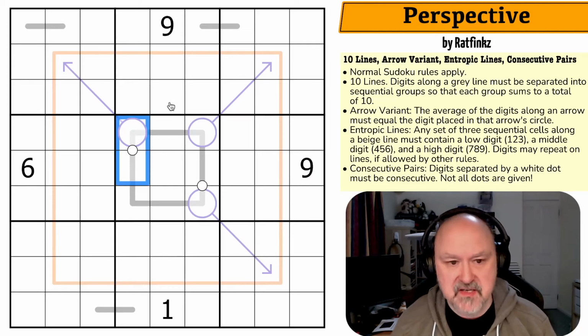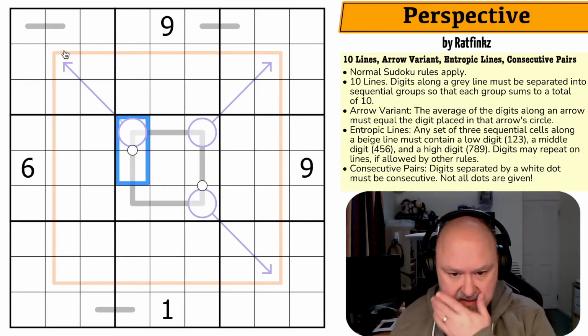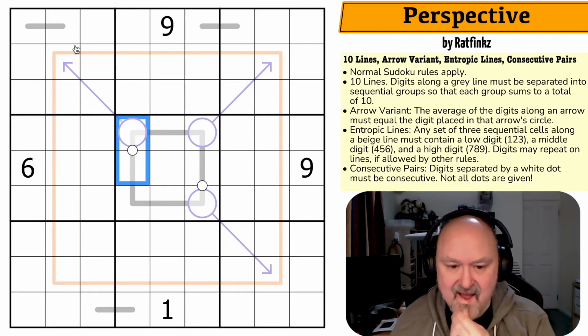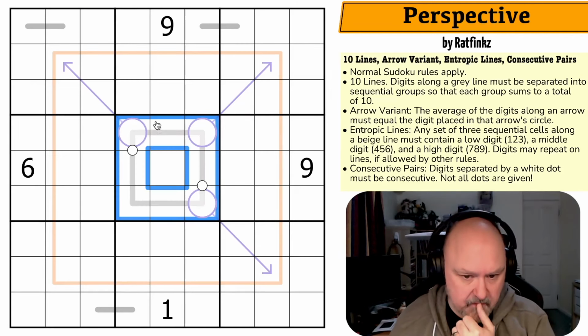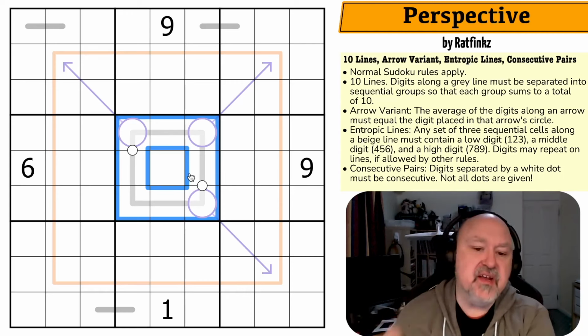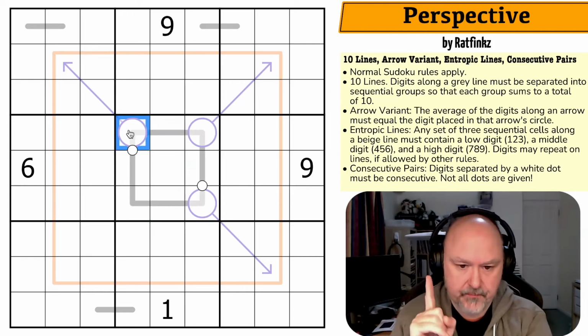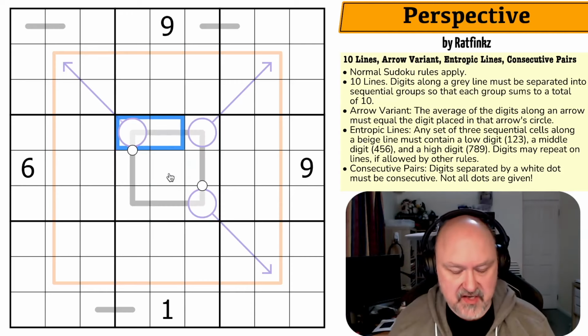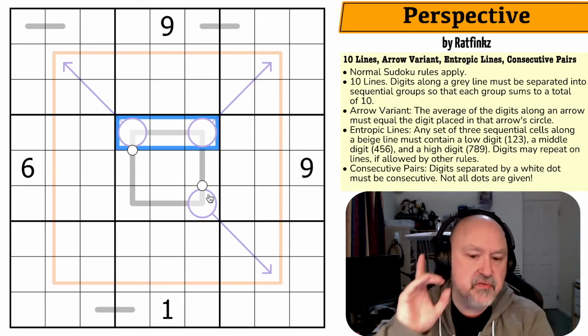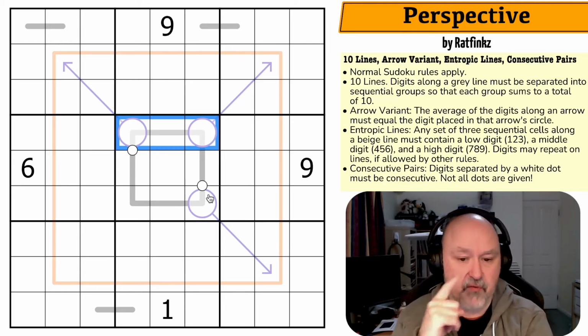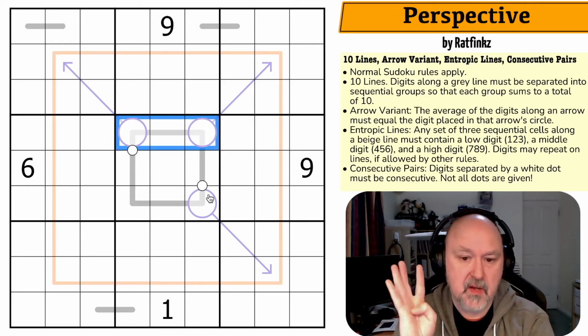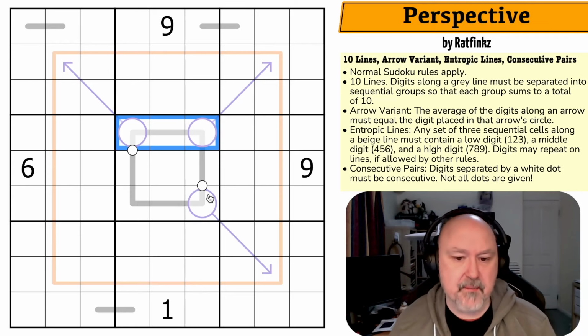I have no idea. Okay, 10 lines. I do know how 10 lines work. Now, I think this 10 line is important because you can never put a 10 into a single cell. So the minimum length of a 10 line is 2. But if I make a 3-cell 10 line, I think I've got a problem. Because you can do 10 in 3 or even 10 in 4 if it's 1, 2, 3, 4. But I think I have a problem if I make a 3-cell 10 line.